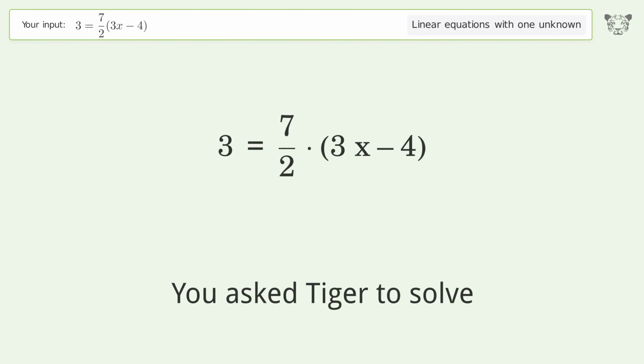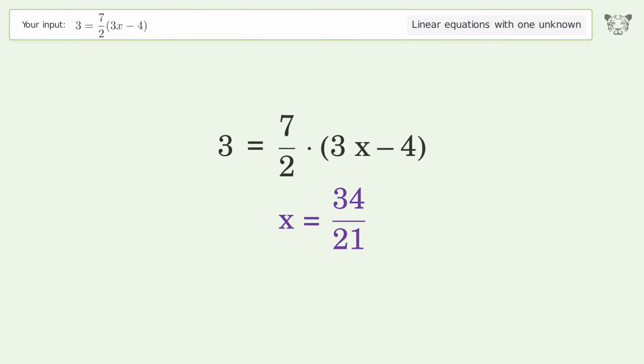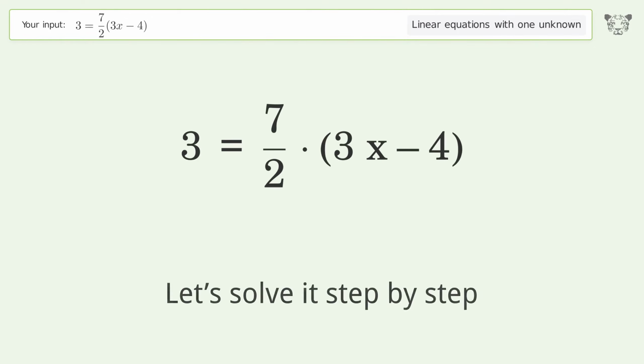You ask Tiger to solve. This deals with linear equations with one unknown. The final result is x equals 34 over 21. Let's solve it step by step.